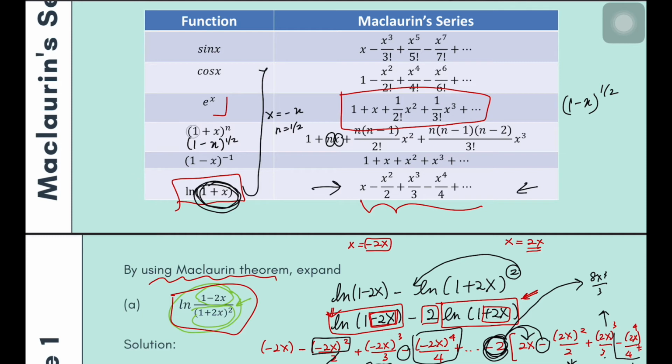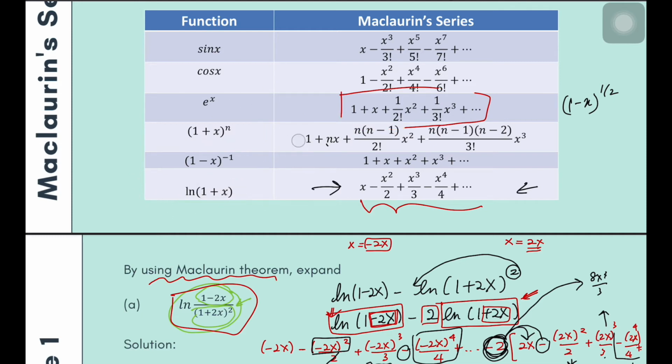Okay, so kalau awak tengok dekat sini, the one yang awak boleh guna adalah this function. Sebab kita ada 1 minus x to the power of half, so kita boleh guna this one. Okay, we have 1 minus x to the power of half. So sekarang kita punya x adalah negative x. Maksudnya semua x ni awak kena ganti dengan negative x, dan kita punya n adalah half. So semua n awak kena ganti dengan half.